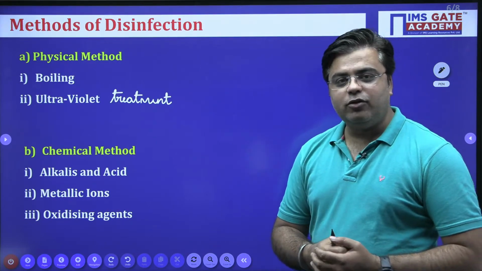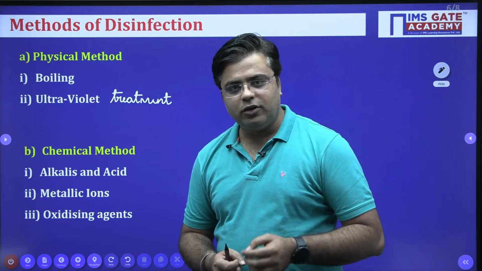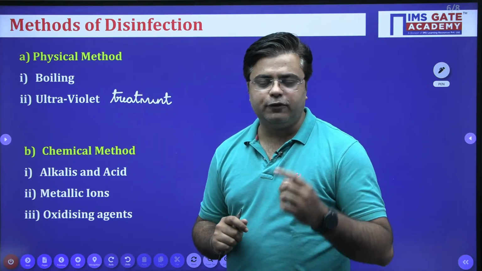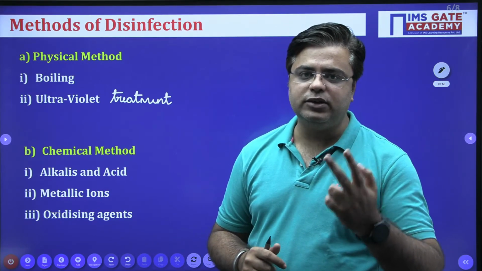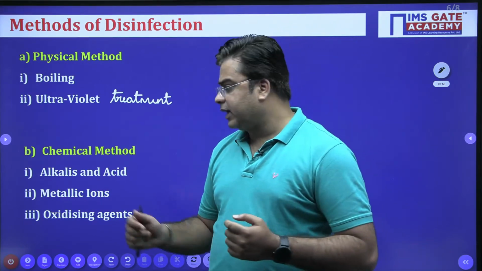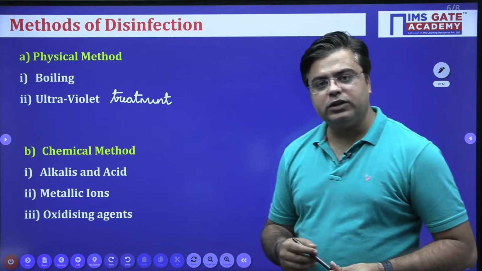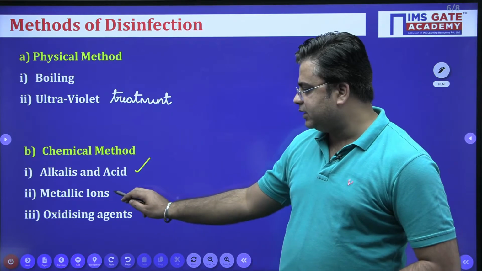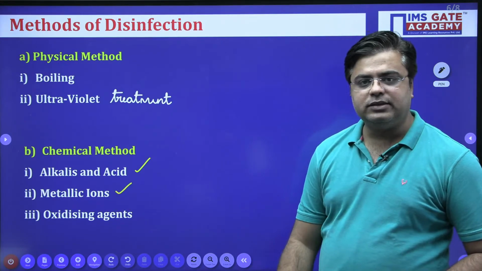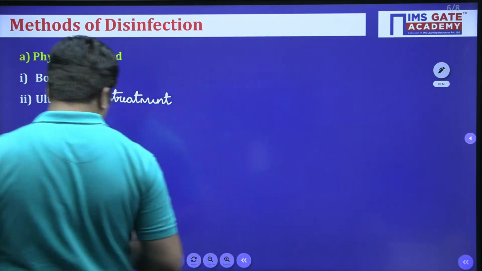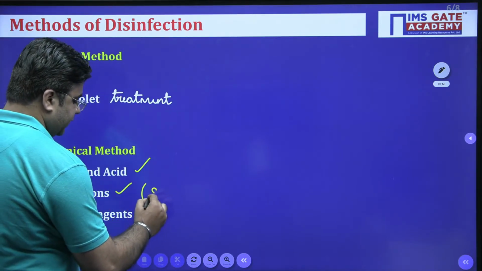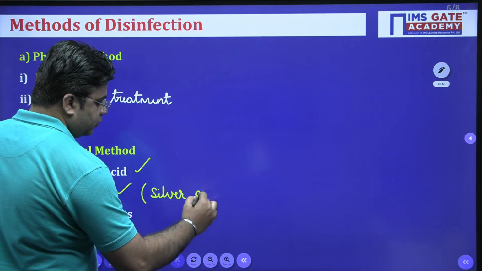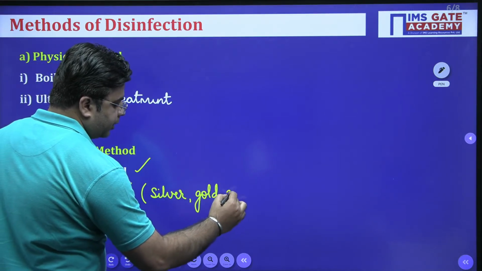Disinfection can be carried out either using physical methods or it can be carried out using chemical methods. For physical method, the first method is boiling, second is UV treatment. For case of chemical methods, the first treatment is by the use of alkalis and acid. Second is by the use of metallic ions. These metallic ions can be silver, gold or copper.